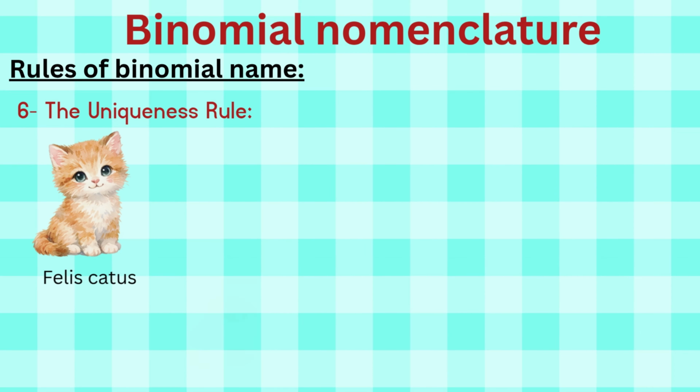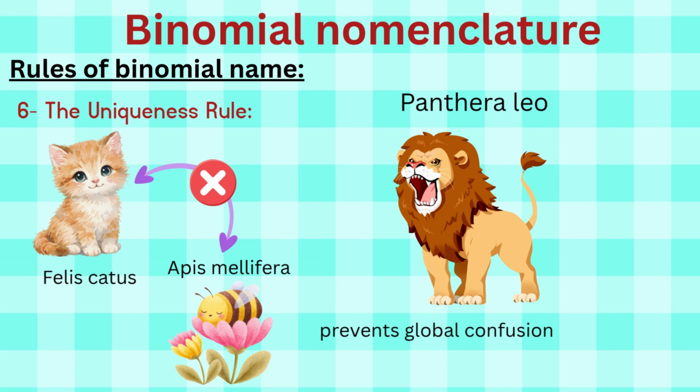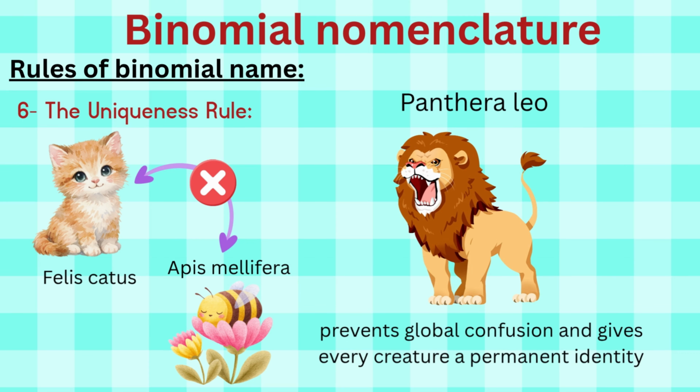Rule number 6, the uniqueness rule. One organism, one name. No two species can share the same binomial. The name Panthera leo belongs exclusively to the lion. This prevents global confusion and gives every creature a permanent identity.